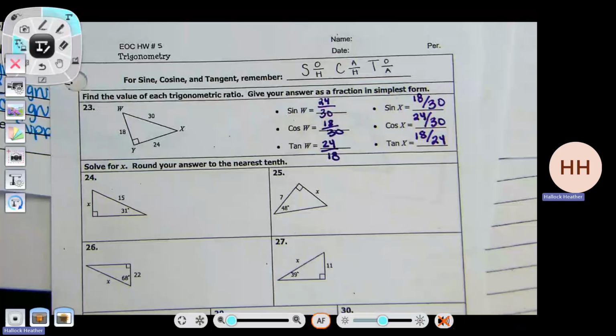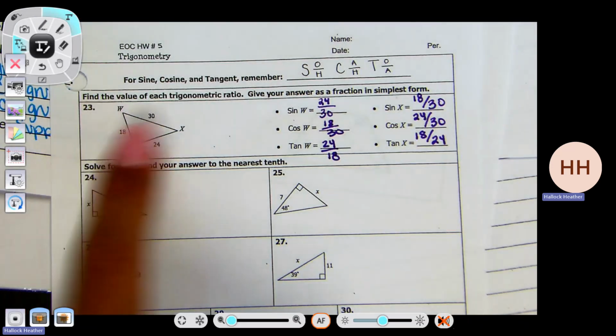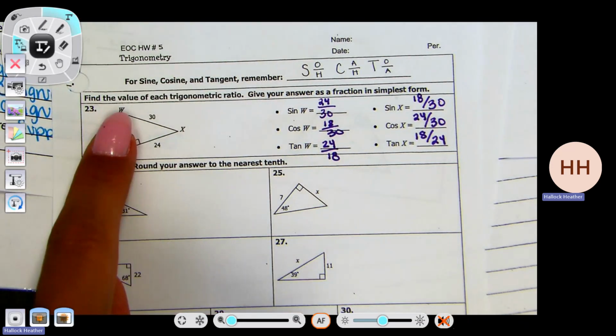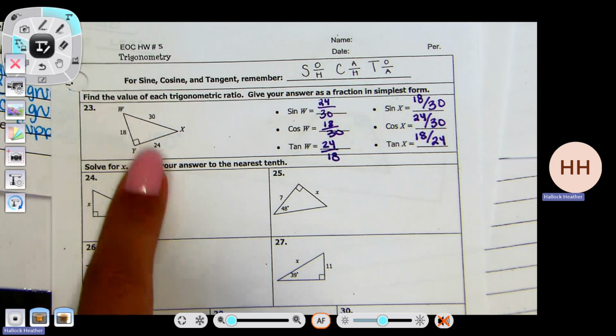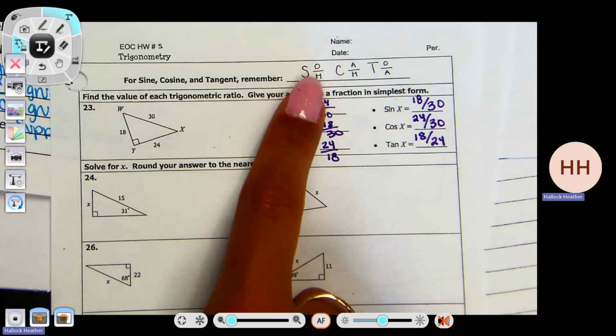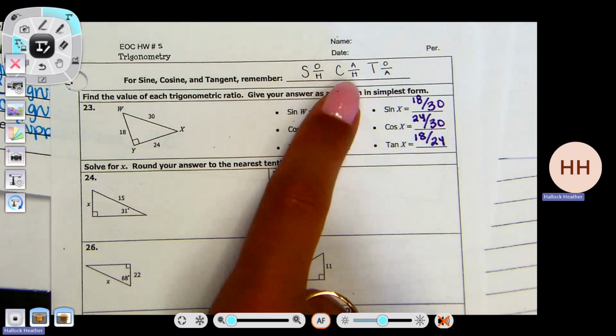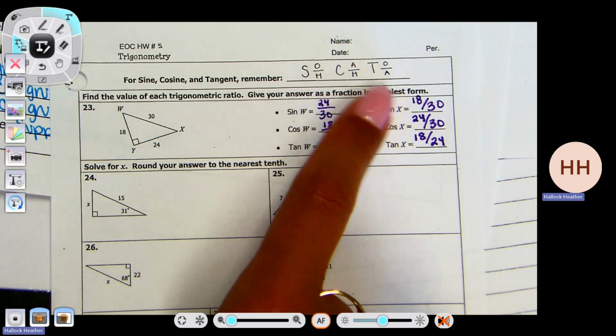How to plug it into the calculator. So the first ones are just fractions. You can look at those. Remember, if it's W, you're standing at W and you're doing sine is opposite over hypotenuse. I also put the rules here. Sine is opposite over hypotenuse. Cosine's adjacent over hypotenuse. Tangent is opposite over adjacent.